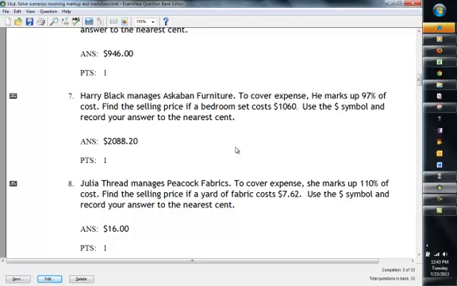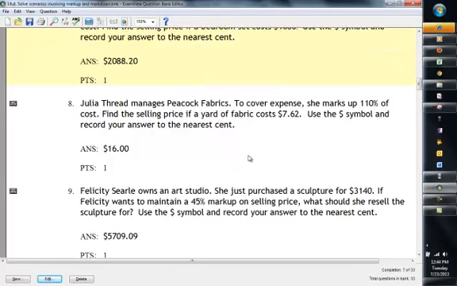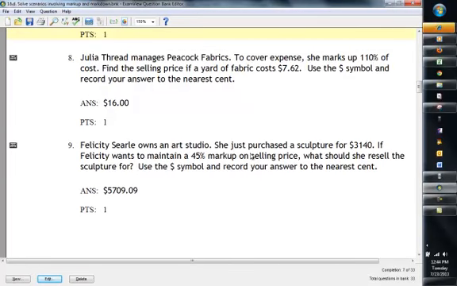Harry Black manages Azkaban Furniture. To cover expenses, he marks up 97% of the cost. If it cost $1,060, so we would take $1,060 times 1.97 because he wants a 97% markup on cost. He'd charge $2,088.20.